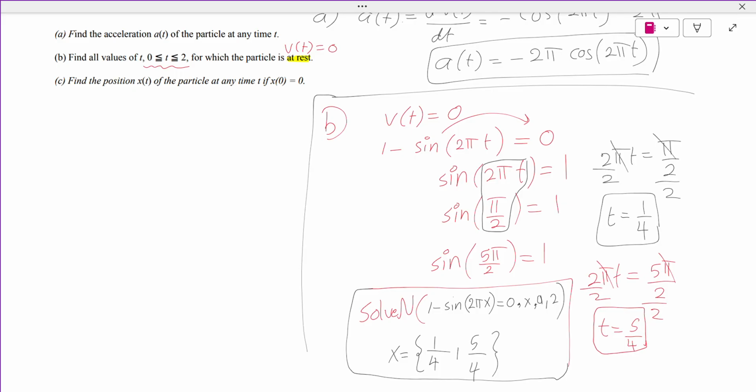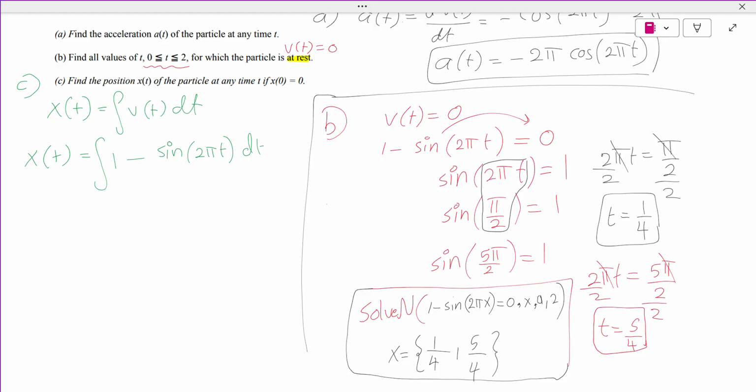For part C, what does it say? Find the position x of t for the particle at any time. Well, the position x of t is given by the integral of v of t dt. So, x of t equals the integral of 1 minus sine of 2 pi t dt. Okay, what we can do now is that we can integrate directly.